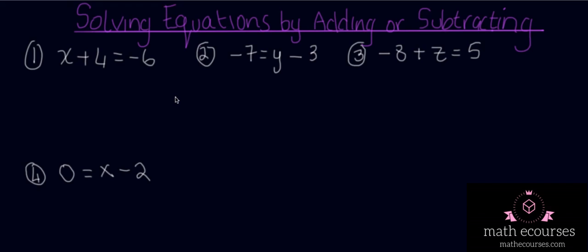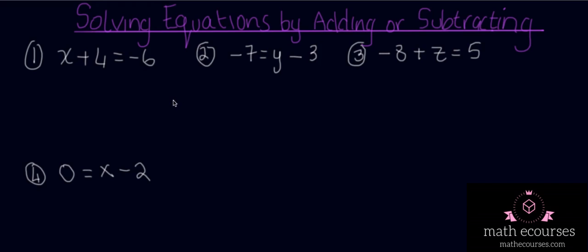We do that by using opposite or inverse operations. So the opposite of adding is subtracting. And how do you know when you're adding? You look at the sign in front of the number that you are moving. So if that sign is positive, then you need to subtract. If that sign is negative, then you need to add.